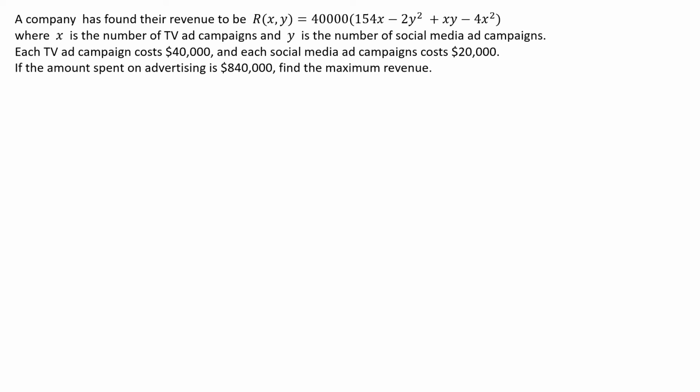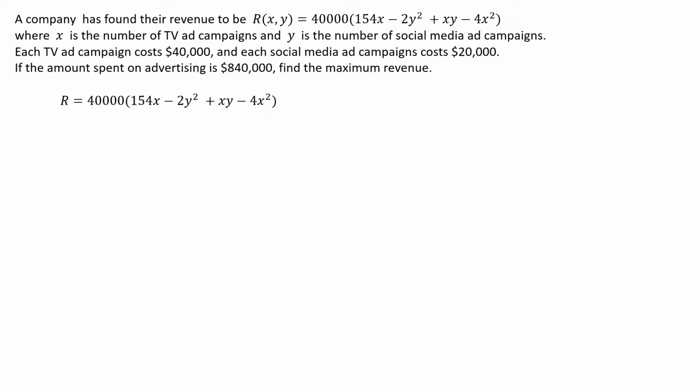Here we're trying to maximize a company's revenue based on a formula that their research has provided. So the first thing I want to do is take a look at this revenue equation and the corresponding constraint equation. Remember, we're not just maximizing the revenue here. We're maximizing the revenue based on the company's constraints that they only have $840,000 to spend on advertising, and that their TV and social media ad campaigns have different costs associated with them.